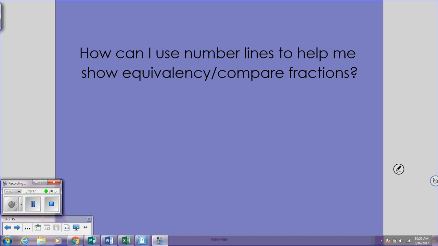What did you and your partner talk about? Bryce, what did you and your partner talk about? So, if I have a number line and I jump 4 times, and then it equals another half of a number line, then those 4 pieces will be equal to 1/2.